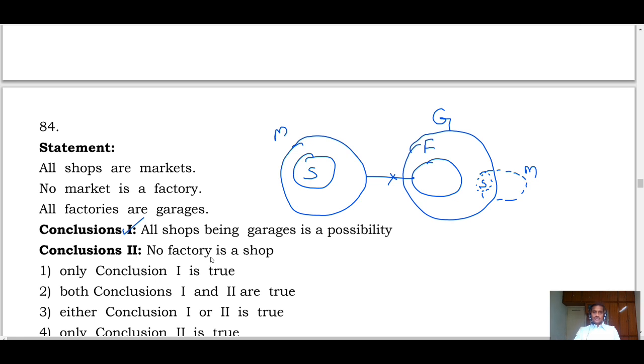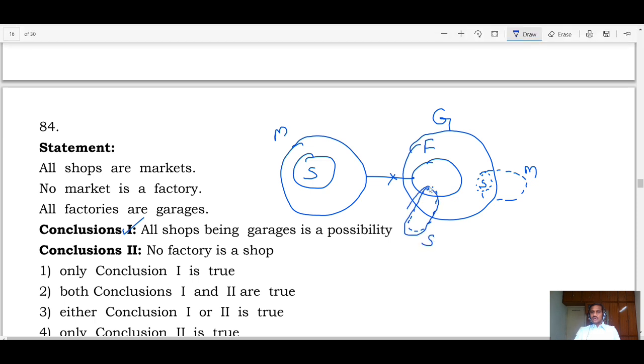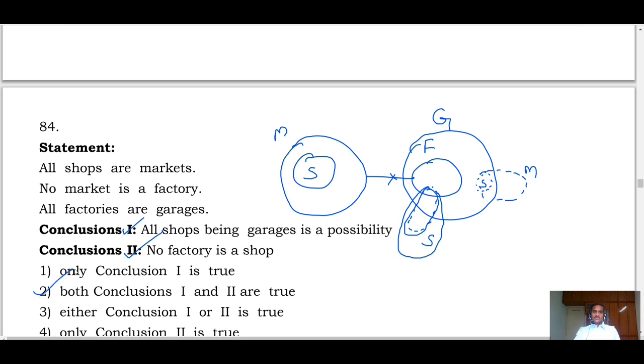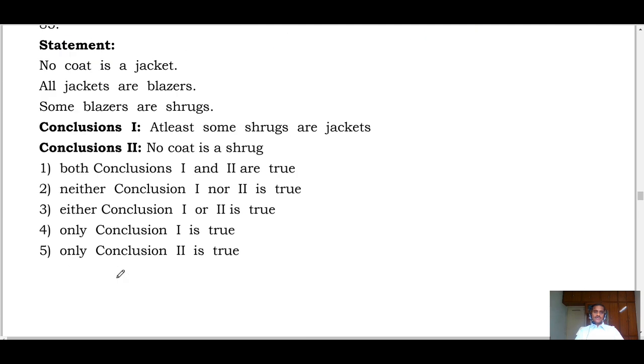Coming to the conclusion, factory is a shop. Factory is here, shop is here, definitely true. As it is definitely true, now to make this one false, some of the factories are not shop, which means shop must be included here. Is it possible to draw shop like this? If you draw shop like this, then all shops or market will be here, and no market is a factory will become false. Statement invalid. An alternate diagram cannot be drawn. It cannot be false even once. Hence it is 100% true. Both 1 and 2, that is choice 2. 84, choice 2 is the answer. Clear? Then coming to 85.